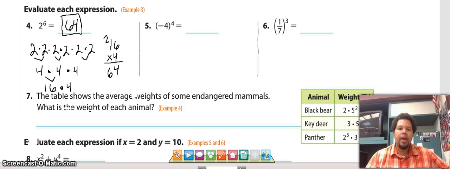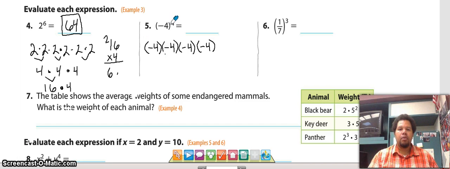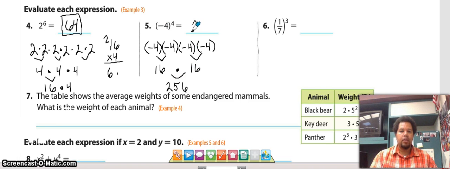Okay, so now we have negative 4 to the 4th power. We want to evaluate that one. So once again, our base is being multiplied repeatedly. So we're going to multiply negative 4 times negative 4, which is 16. And again 16, and then multiply 16 times 16, which is 256. So negative 4 to the 4th power is a positive 256.